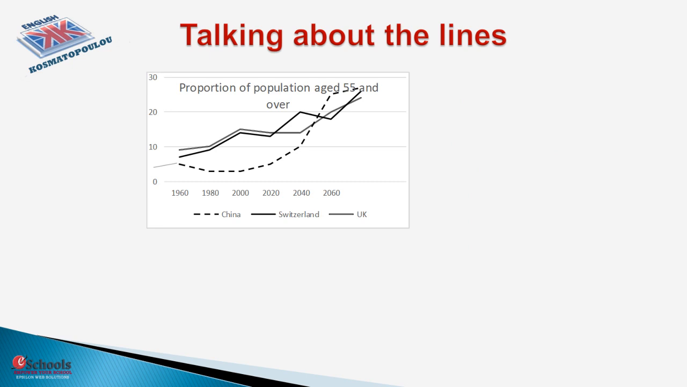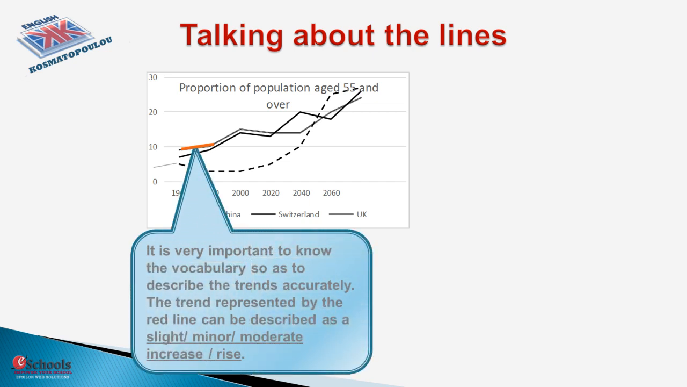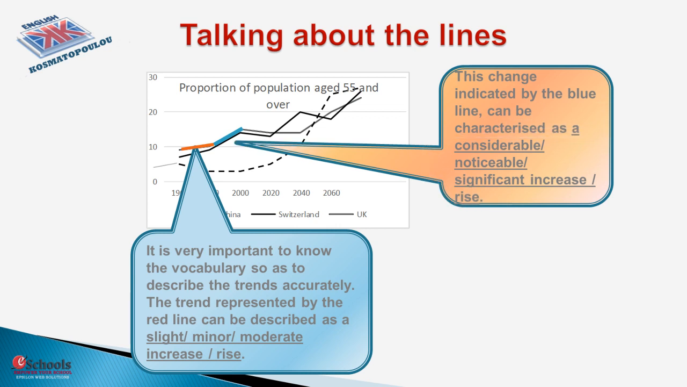The next step is to learn how to talk about the lines. It is very important to know the vocabulary so as to describe the trends accurately. The trend represented by the red line can be described as a slight increase or rise, a minor increase or rise, or a moderate increase or rise. This change indicated by the blue line can be characterized as a considerable increase or rise, a noticeable increase or rise, or a significant increase or rise.